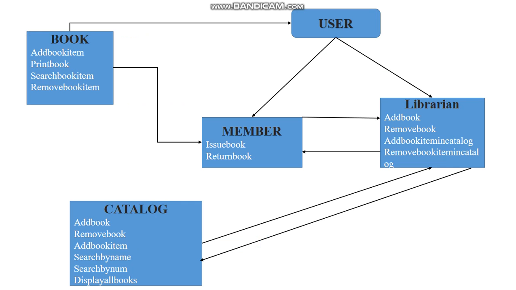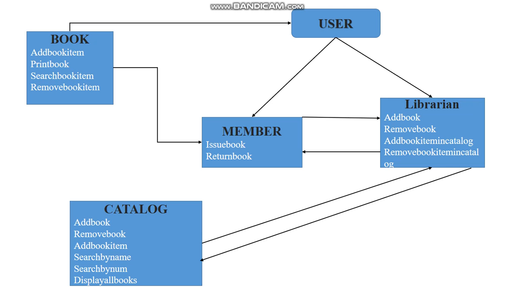So here we have the use case diagram for our project. So what is a use case diagram? A use case diagram is a pictorial representation of a project. It denotes the relation between the different classes present in the module. It also describes the different functions that have been used.